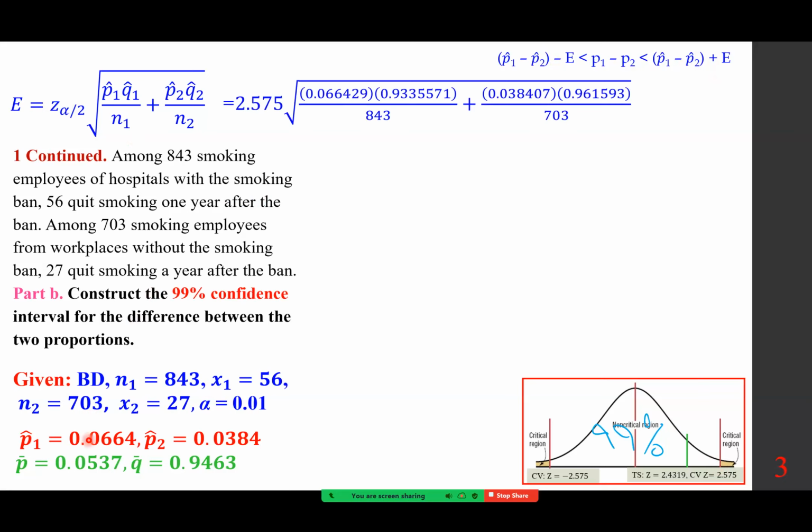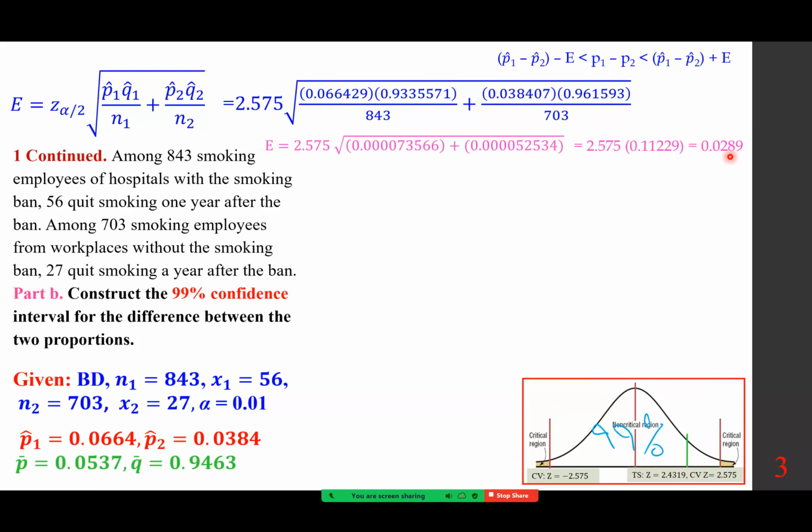Notice I wrote P1 hat is 0.0664, but I put more decimals here. You really don't want to do the rounding until the last step because any intermediate step that you do the rounding, you end up with what's called round off error. So you just simply do this calculation. Calculation may be tedious, but the concept is very simple, class. So you simplify inside the radical and you end up with this number as E, 0.0289.